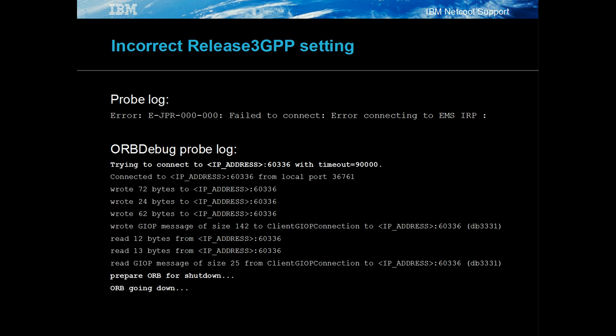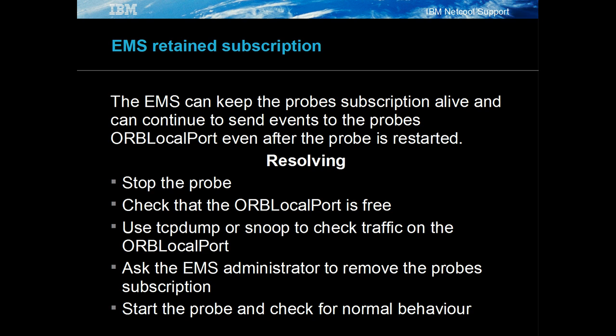The probe will log error connecting to EMS IRP when the release 3GPP property is incorrect. In the ORB debug log, the probe shows it connected to the naming service but was unable to connect to the IRPs. Sometimes the probe or EMS does not shut down the subscription, leaving the ORB local port active even when the probe is restarted. To resolve this, you must stop the probe and ensure the ORB local port is no longer in use. If it is, ask the EMS administrator to clear the old subscription before attempting to start the probe again.